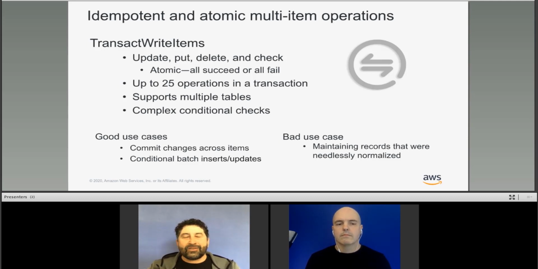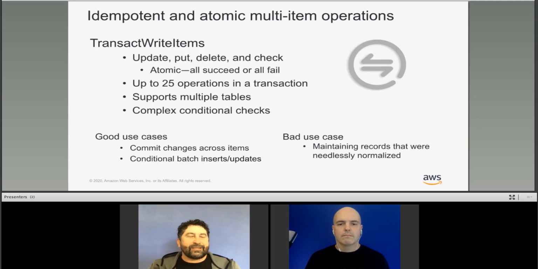So we can place conditions on the individual updates, puts, and deletes, just as we could if we were doing them individually. And we can also use this check operation, which is to say that I want to go and take a look at this other item and make sure that it has this particular value. And without that value being true, I want you to fail the overall transaction. But we're not actually modifying that particular item.